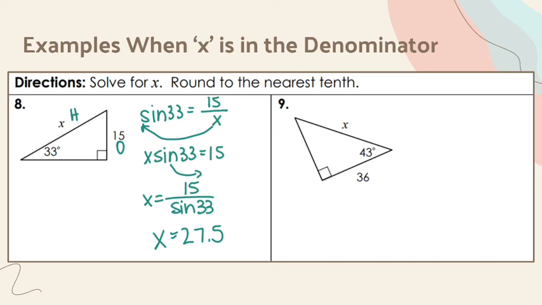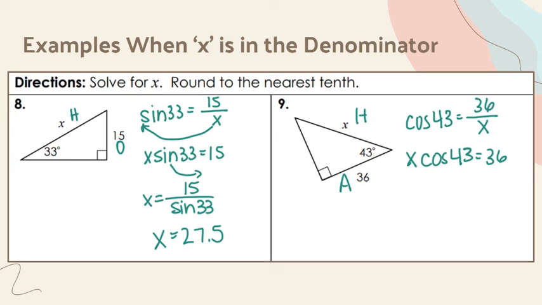All right, so for number 9, we have the hypotenuse and the adjacent leg. That is cosine. So cosine of 43 equals adjacent over hypotenuse. So once again, x happens to be in the denominator of our fraction. So we bring the x over first and get x cosine 43 equals 36. Then divide by cosine 43 to get 36 over cosine 43. Then when you type that into your calculator, you should get an answer of 49.2.